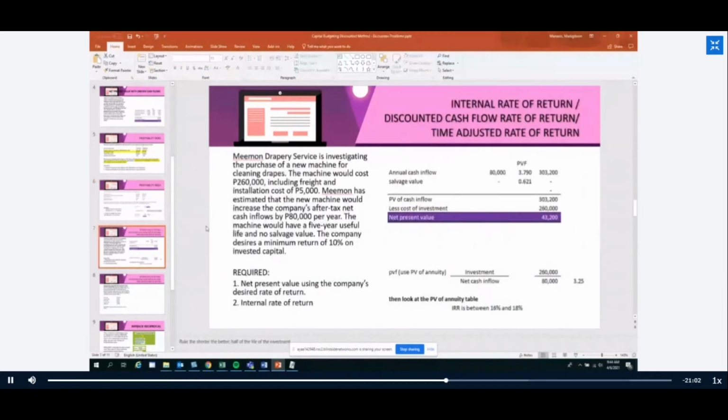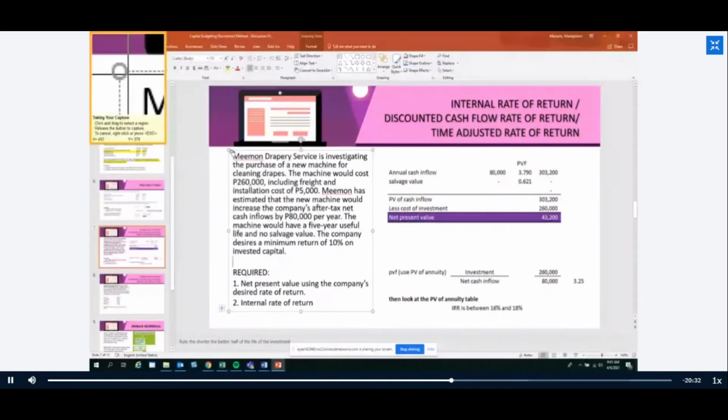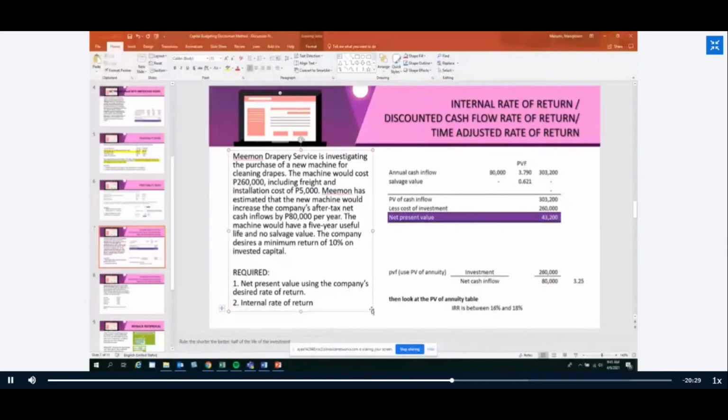So ano naman yung internal rate of return? Internal rate of return is also known as discounted cash flow rate of return. It's also synonymous with the time-adjusted rate of return. So kahit ano dyan sa tatlo, pag yan ang ginamit, alam mo na agad na we're talking about the internal rate of return. Pero let's discuss first ano muna yung internal rate of return.